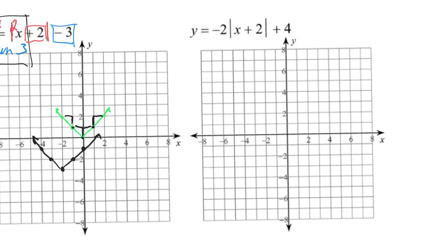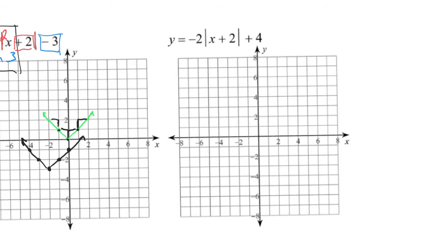So let's move over here. The plus 2 on the inside, whenever it's on the inside, it goes backwards. So it doesn't go to the right, it goes to the left. So this is going to make it move left 2. The plus 4 on the outside is going to make it go up 4.